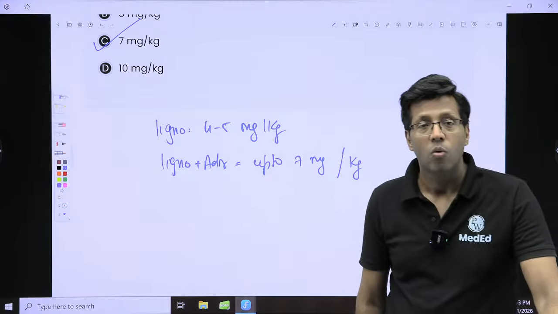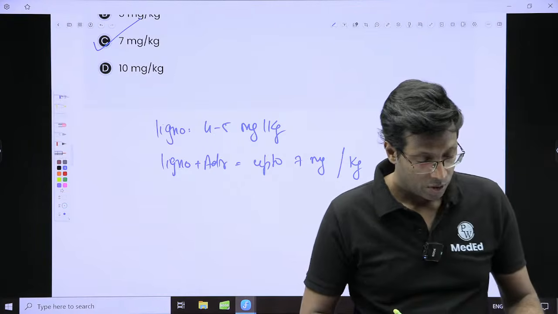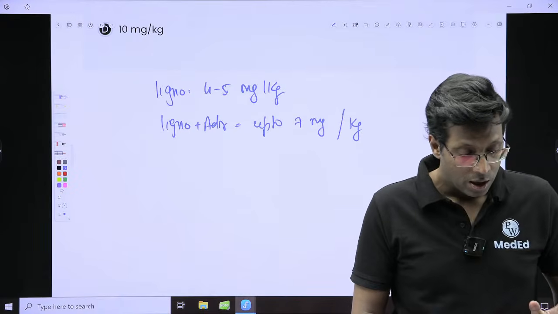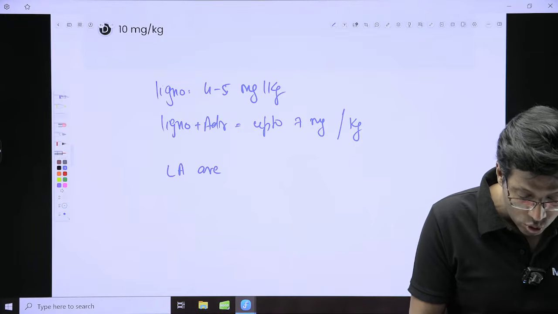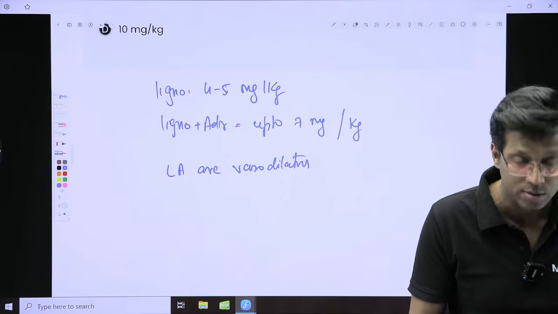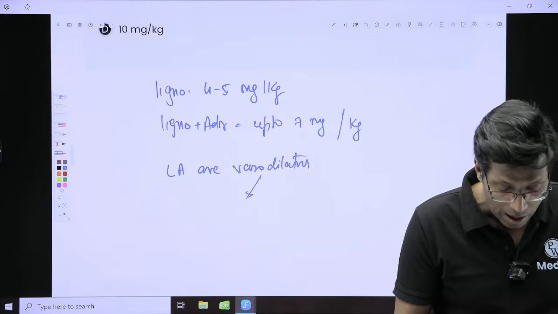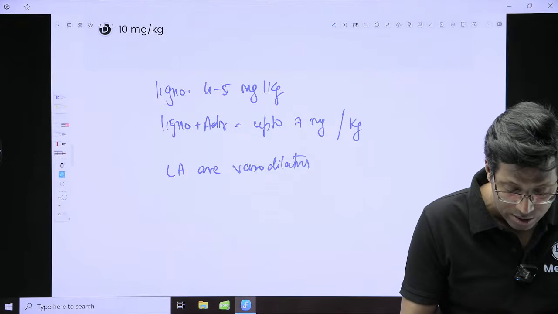Okay. Why is that? Because it causes vasoconstriction. Okay. So lignocaine normally is 4 to 5 milligram per kg. Normally what happens is local anesthetic drugs are vasodilators. Normally all local anesthesia drugs are vasodilators. Because of being vasodilator, there are two problems. What will happen? The effect will be less because more drug will go in the blood vessel.